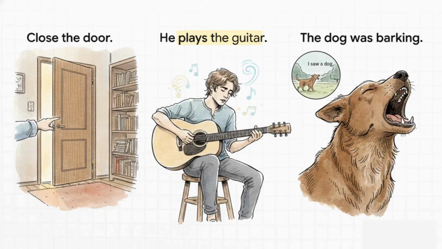You use it when you've already mentioned something. You might say, I saw a dog, any dog. But then you'd say, the dog was barking. Now it's a specific dog, the one you just told me about.